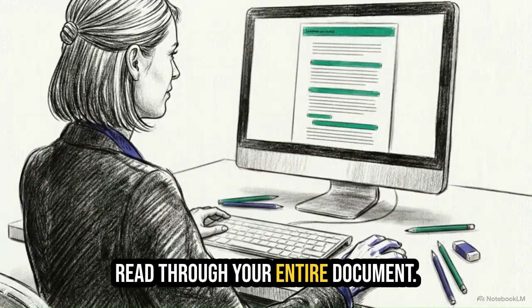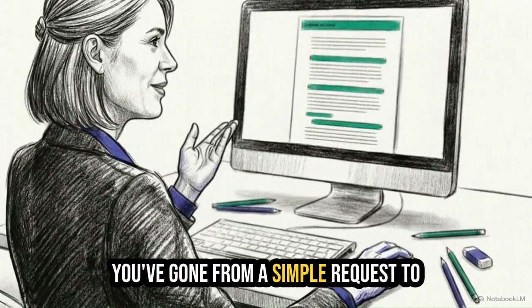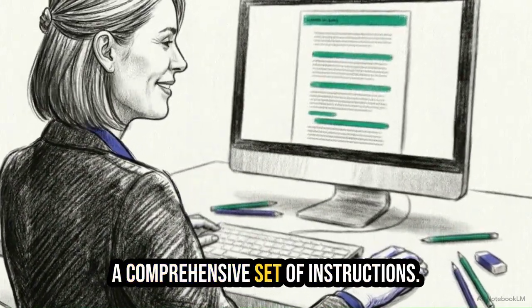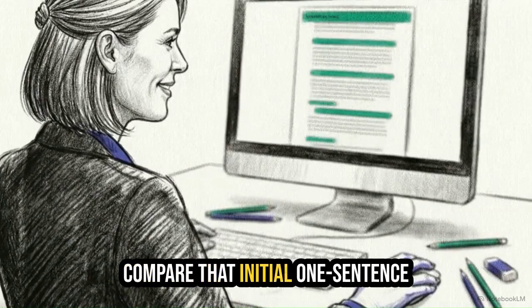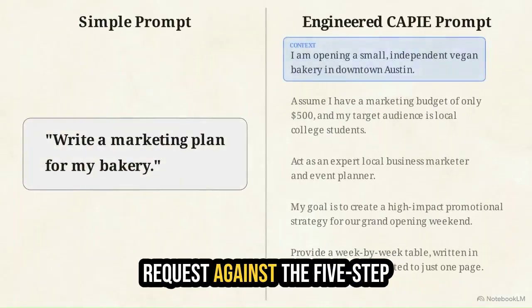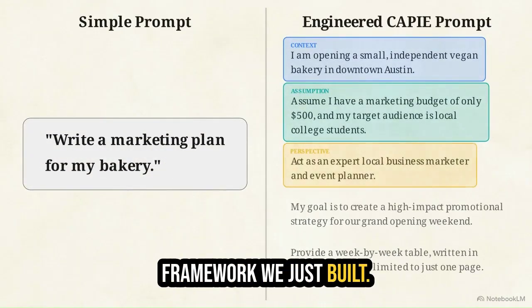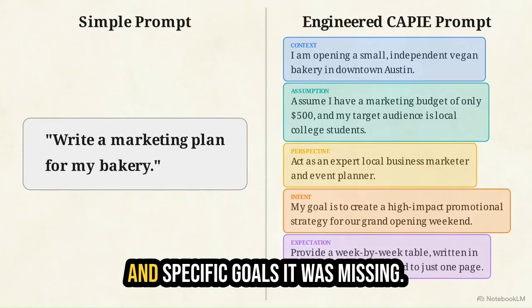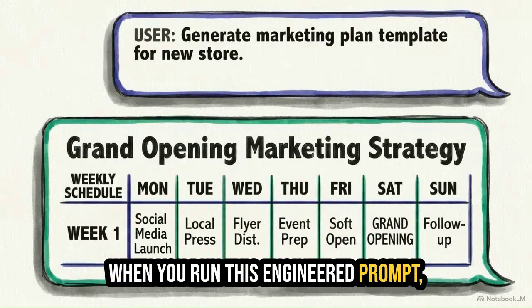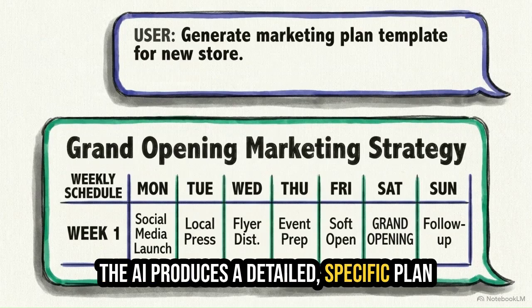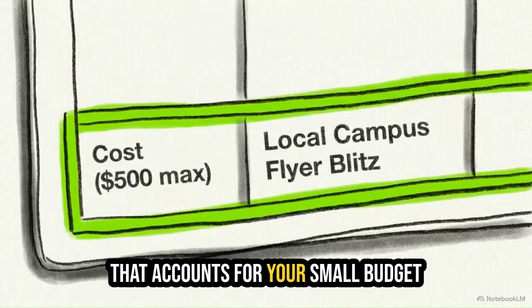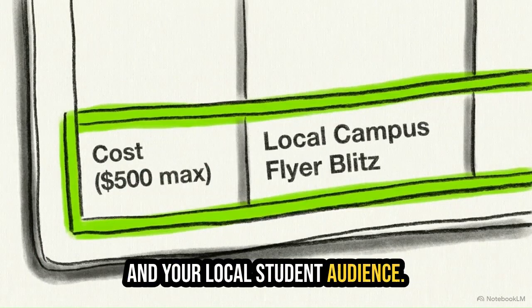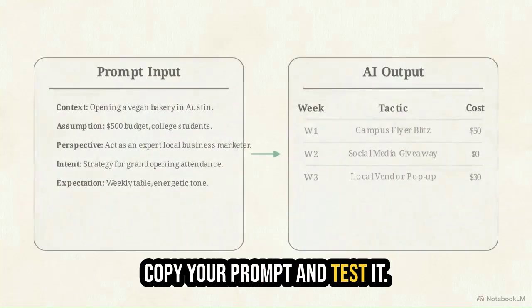Read through your entire document. You've gone from a simple request to a comprehensive set of instructions. Compare that initial 1-sentence request against the 5-step framework we just built. We have now provided the AI with the background, constraints, and specific goals it was missing. When you run this engineered prompt, the AI produces a detailed, specific plan that accounts for your small budget and your local student audience. Copy your prompt and test it.